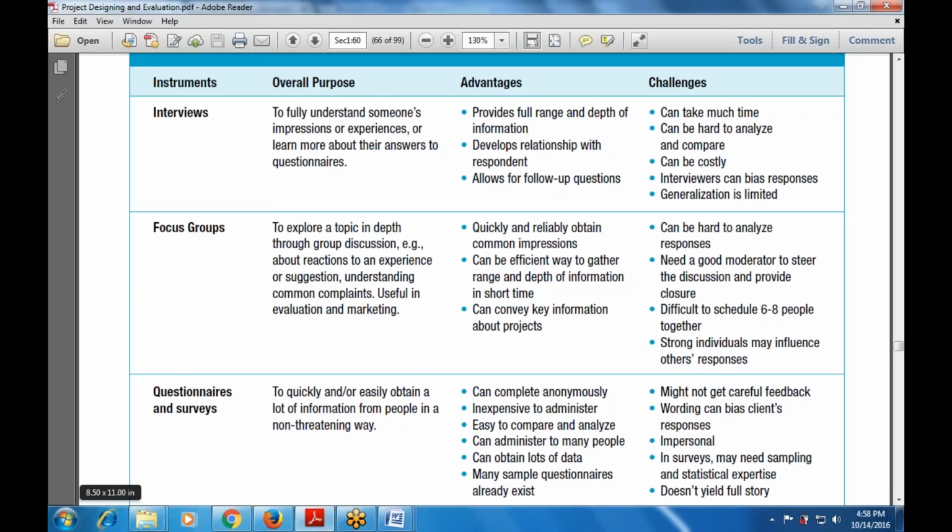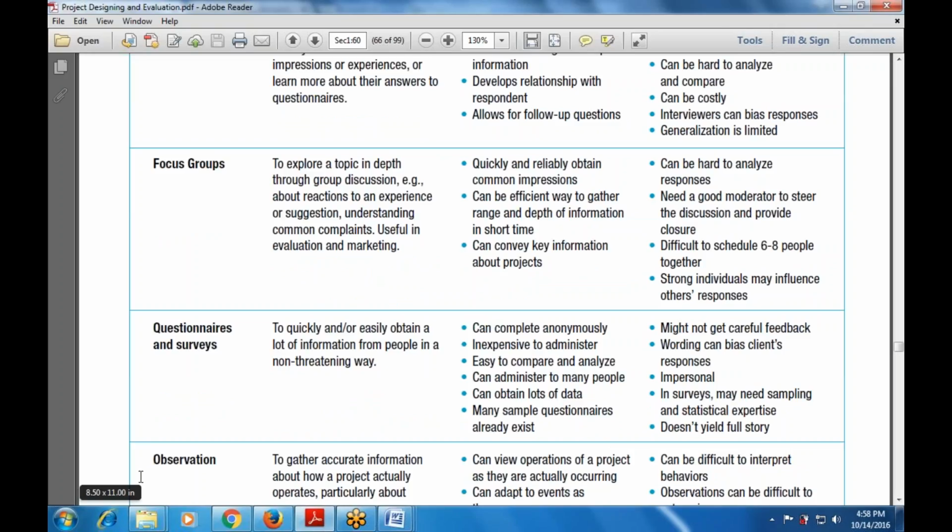Then many sample questionnaires already exist. So there are so many questionnaires that are already available. So we can take help from those questionnaires also. So many sample questionnaires already exist. Then what are the various challenges? What are the various challenges for the questionnaires and the surveys?